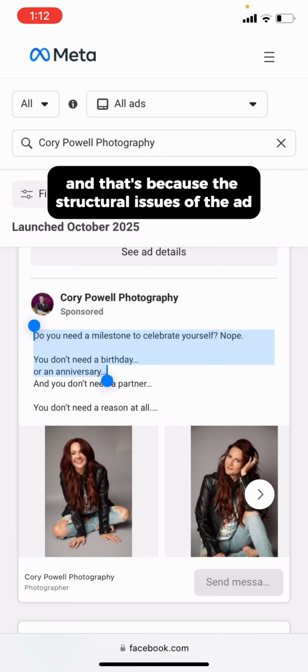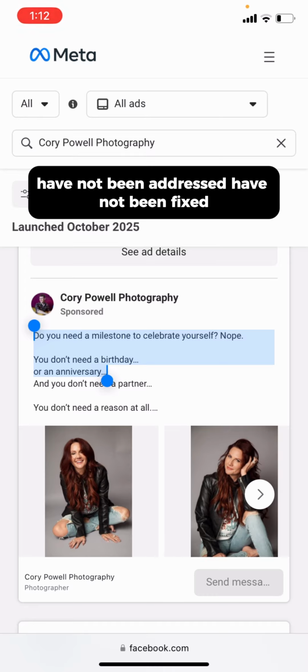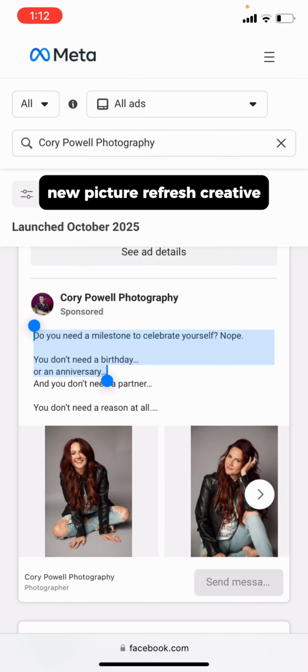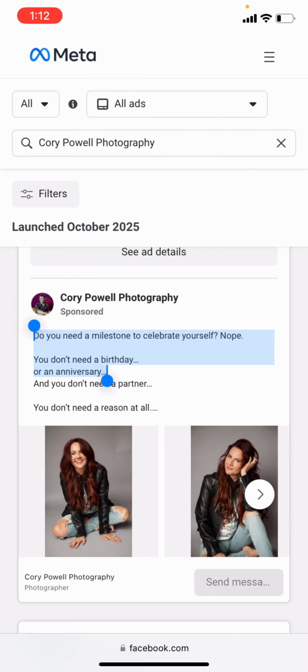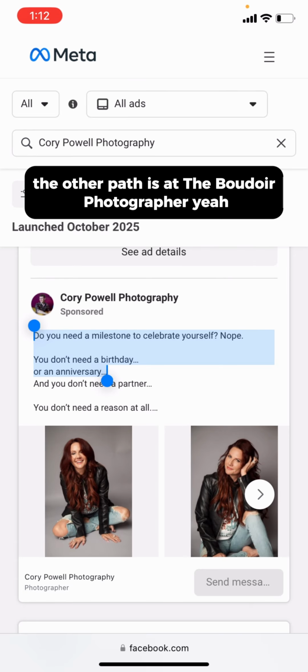And that's because the structural issues of the ad, these top 10 most common mistakes, have not been addressed, have not been fixed. So in any ad where we refresh the picture, new picture, refresh creative, the ad still has all these 10 plus structural mistakes. Or the other path is that the boudoir photographer has been running ads a long time.